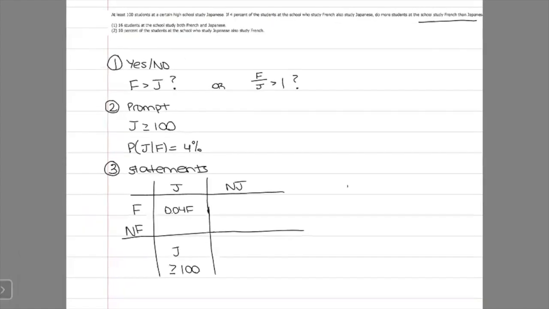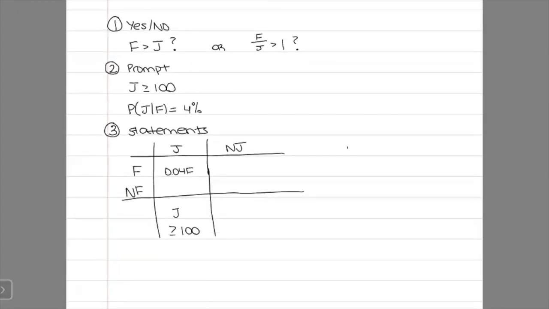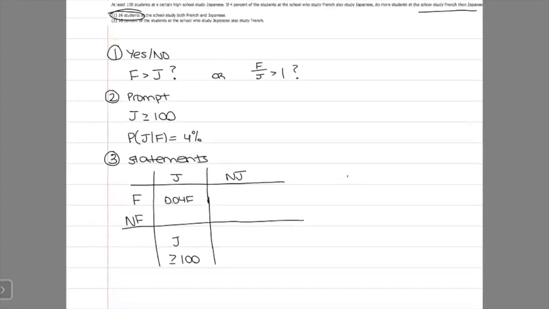Oh wait, sorry, one second, I forgot one thing. Actually, they told us, I was forgetting about this part, that it's 16 students. So far we were just looking at the prompt. We still know that the number 0.04F is equal to 16. So this was correct, it's just that I forgot to consider this portion.